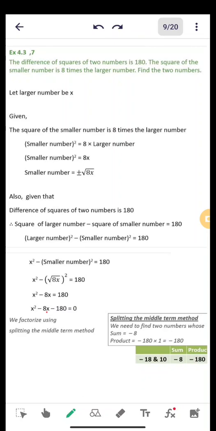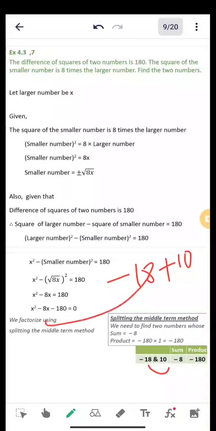So the middle term is minus 8 and the product of first and last term is minus 180. So we need two numbers with product minus 180 and sum minus 8. I can take 18 and 10, because 18 times 10 is 180, and when you add minus 18 and 10 you get minus 8. Sorry, so minus 18 plus 10 gives you the middle term. This is the way we should select the factors appropriately.